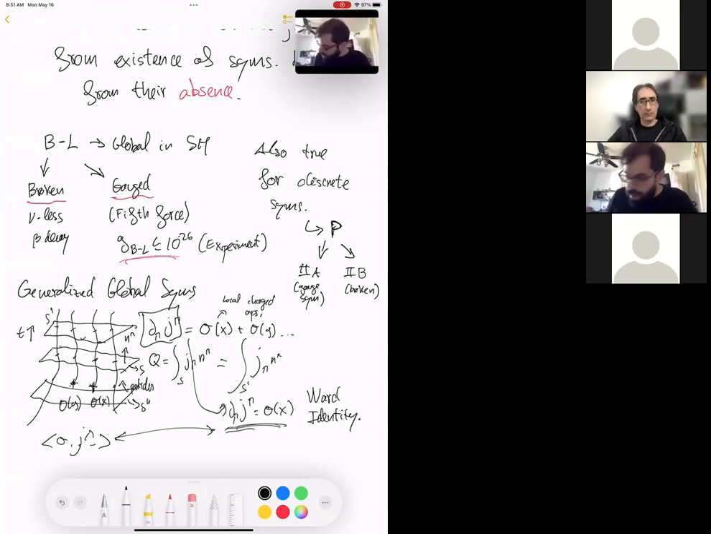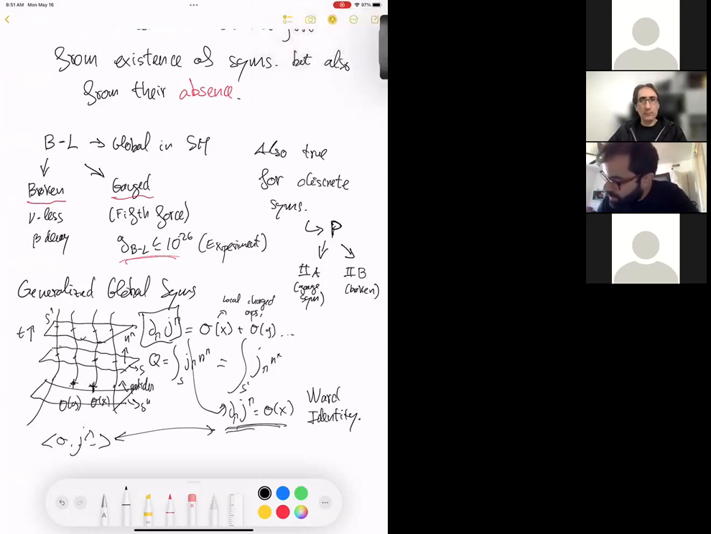Okay. Any questions about this picture of what a global symmetry is? It's just the description that you have in textbooks, only I emphasize a bit more the pictorial aspect of it. The fact that it's really just about operators that count the number of worldlines of particles. Yes? Any questions?